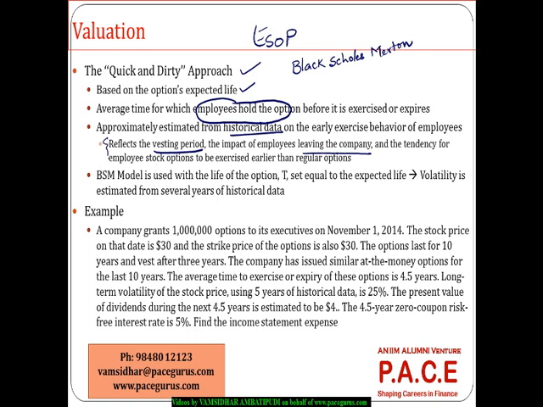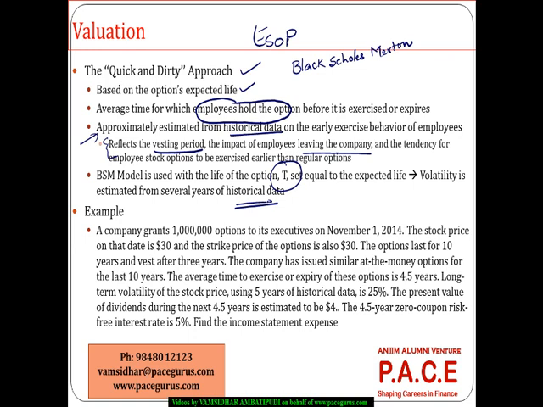So all these things I take into consideration and finally compute the typical early exercise behavior of the employees, based on which I would compute the average time, which is what we are calling the expected lifetime of the option. And from there I use the Black-Scholes-Merton model. The life of the option is set equal to T, and volatility is estimated from several years of historical data, based on which we compute the income statement expense that comes out of this issuance of the option.